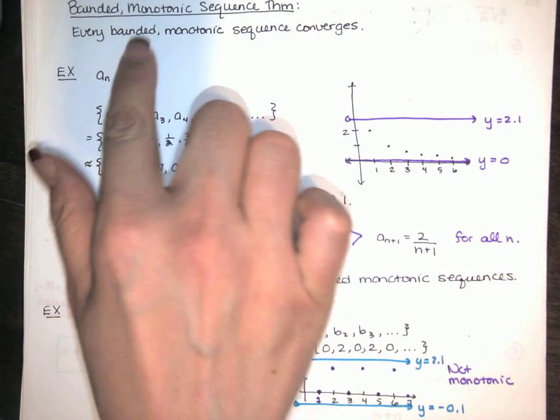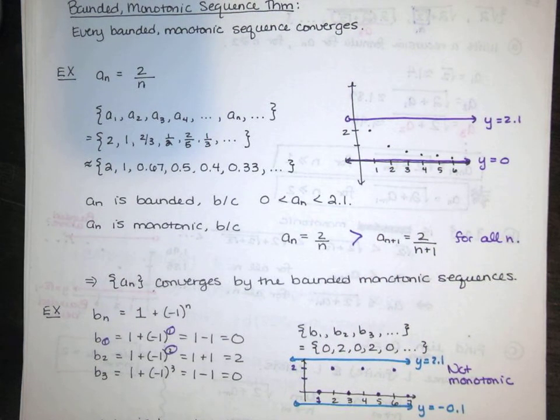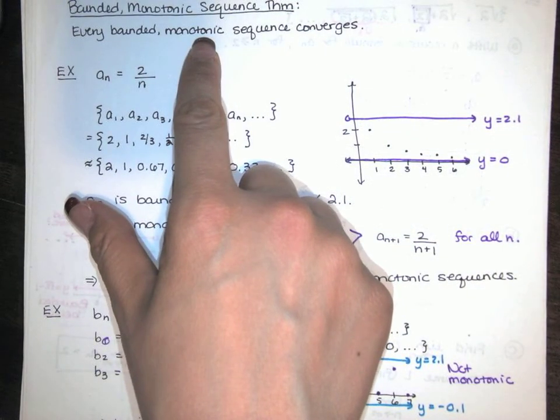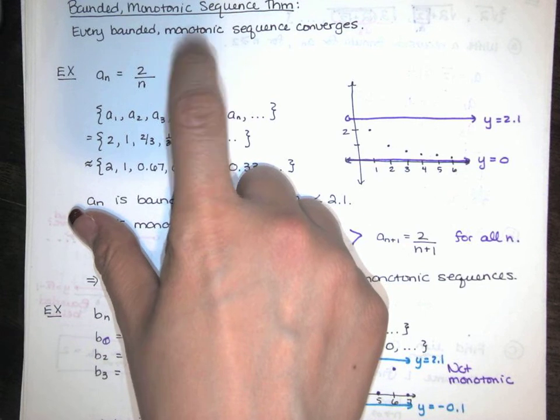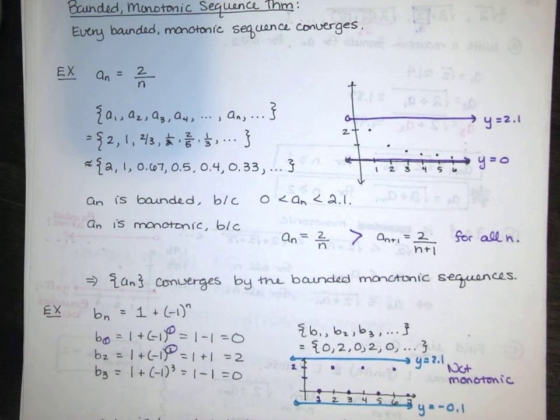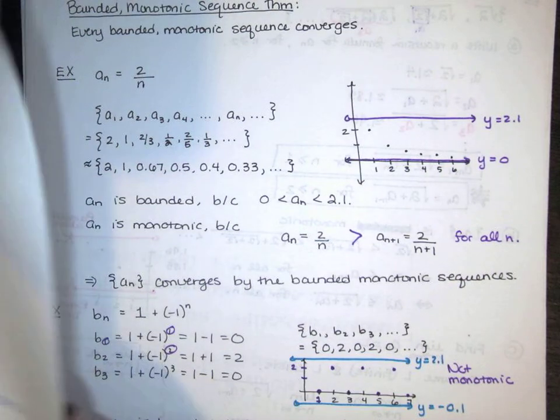The theorem says that every bounded monotonic sequence converges. So even if you don't know what it converges to, if you can prove that a sequence is monotonic, so it's non-decreasing for all n or non-increasing for all n, and it's bounded, so it's in between two horizontal lines, in between two numbers, y equals m and y equals n, then we're guaranteed it converges.